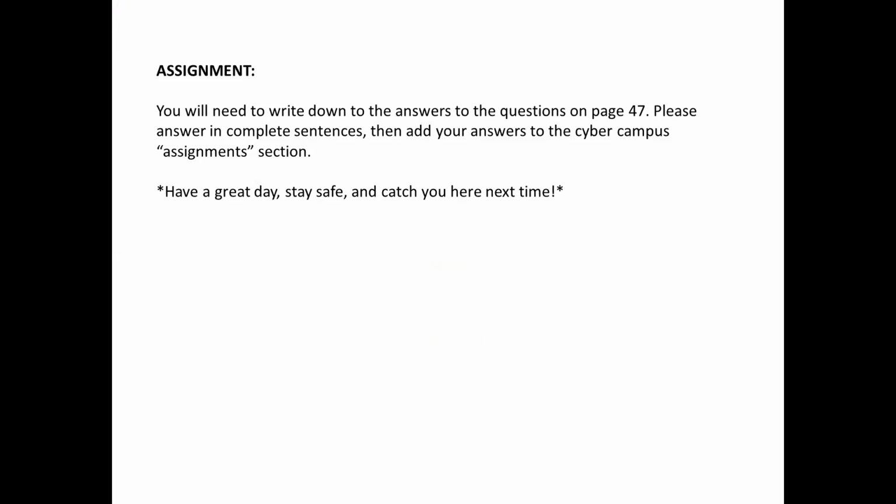Now, we're going to finish today's lesson here, but I would like to give you your assignment. What I would like you to do is write down the answers to the questions on page 47. Please answer in complete sentences. Then put your answers on the Cyber Campus in the assignments section, and you will have 1 week to complete this assignment.